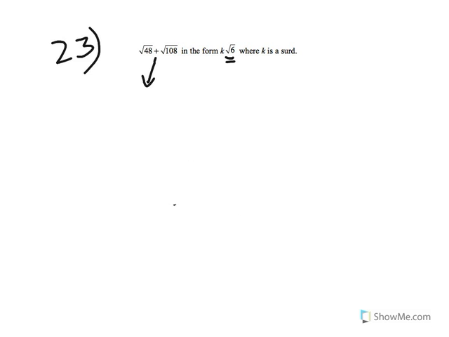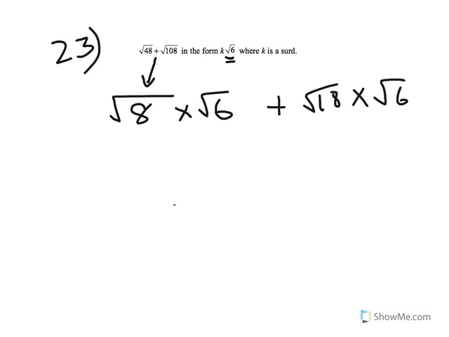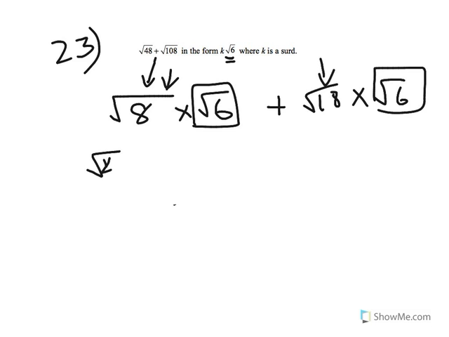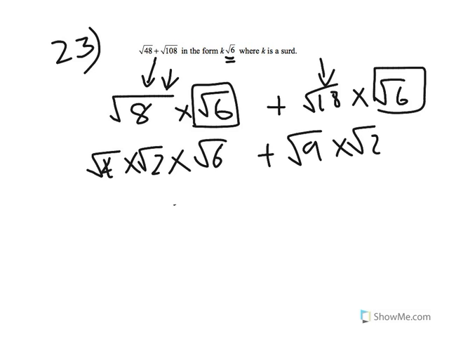So they want it in root 6, so let's get everything in terms of 6. Root 48 can be written as root 8 times root 6, and root 108 can be written as root 18 times root 6. Now, we've got our root 6's here, so let's leave them for the time being and try to simplify these two. So root 8 can be written as root 4 times root 2, multiplied by root 6, plus root 9 times root 2, multiplied by root 6.